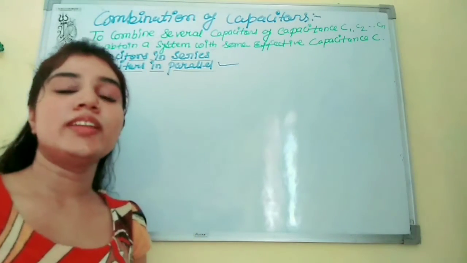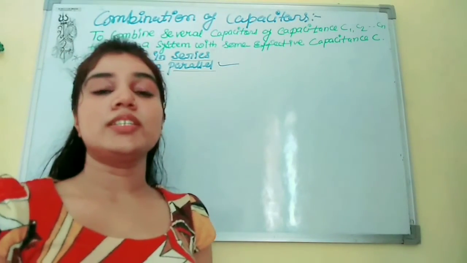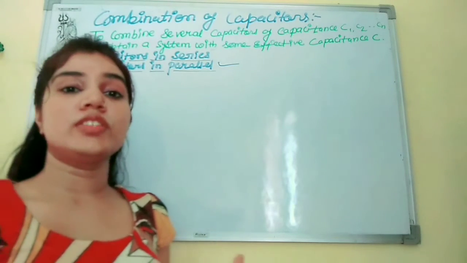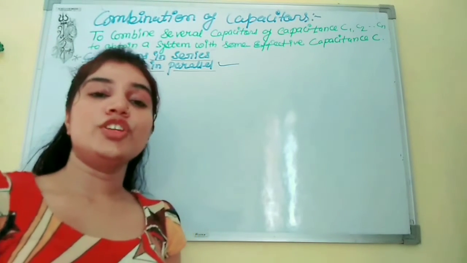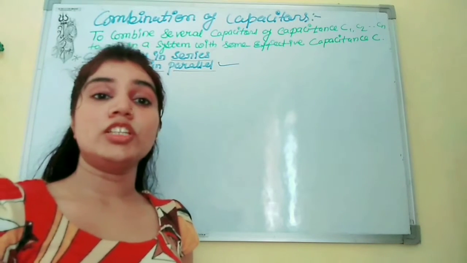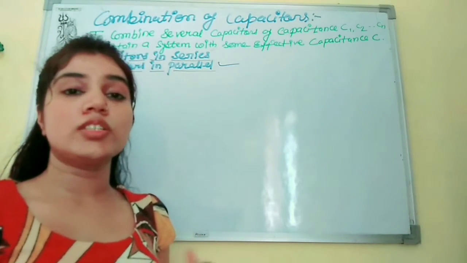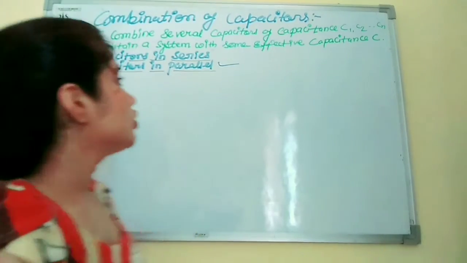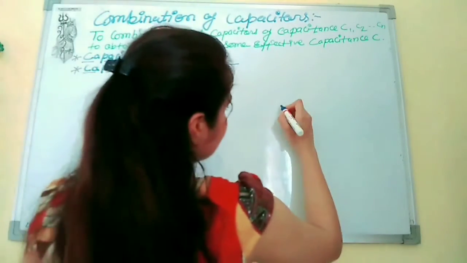Our running chapter is Electrostatic Potential and Capacitance, the second chapter of Class 12 Physics. In our previous video, we started the combination of capacitors, where we saw the series combination. Today we will discuss the parallel combination. So simply, we will draw the circuit.